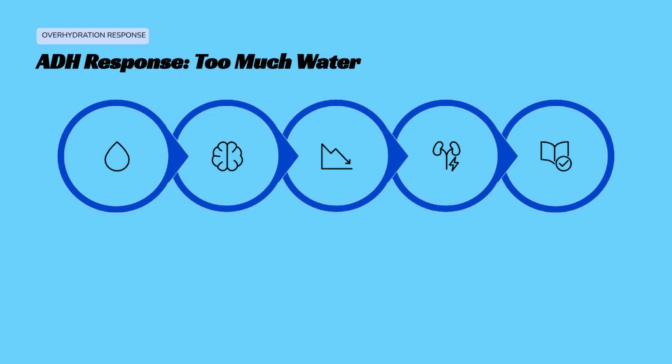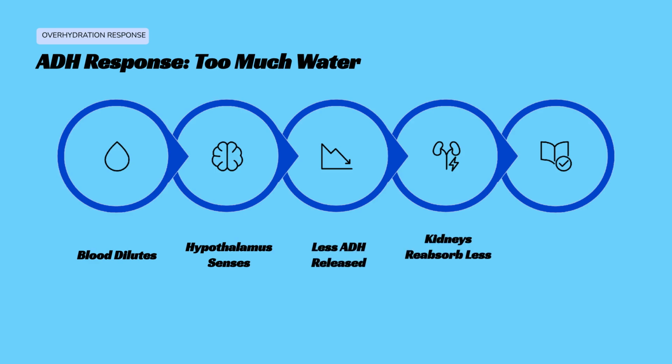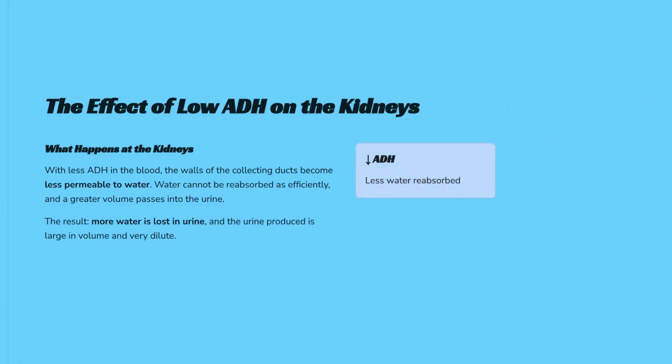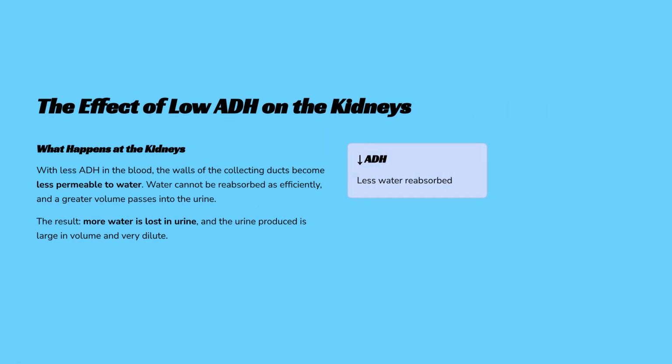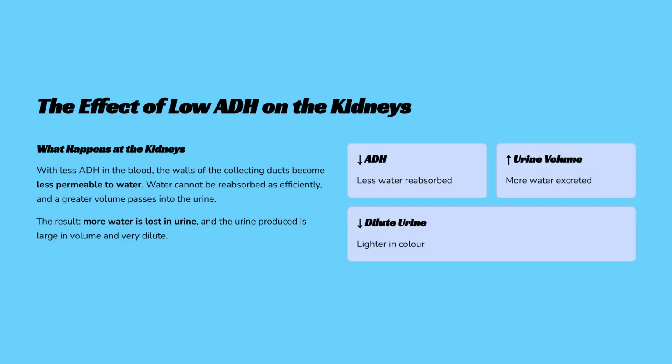In case of overhydration, blood dilutes, which the hypothalamus senses. Less ADH is released, so the kidneys reabsorb less water. This results in more dilute urine. This negative feedback ensures blood concentration returns to normal, and ADH release decreases. Low ADH makes the collecting ducts less permeable to water, leading to less water reabsorbed. Urine volume increases, and the urine is large in volume, very dilute, and lighter in color.